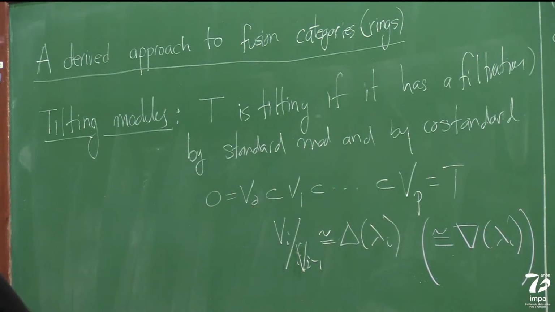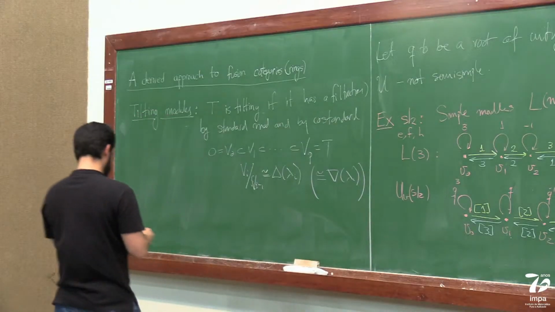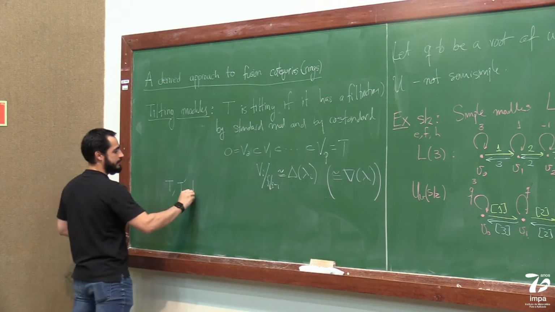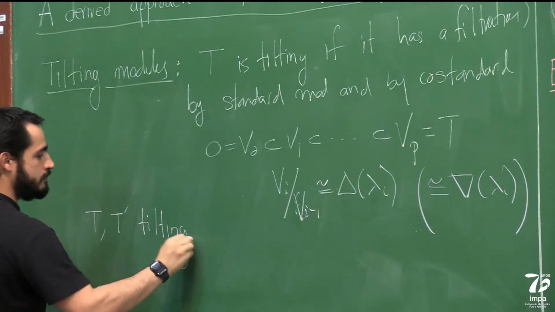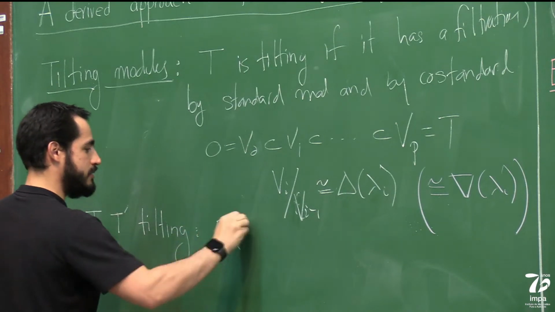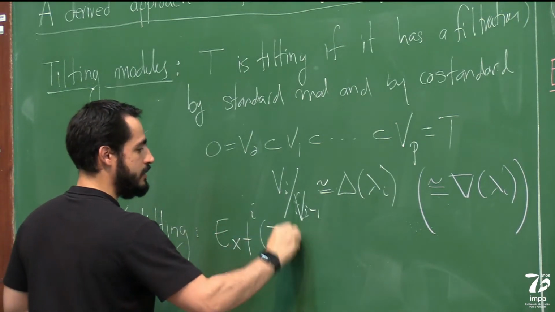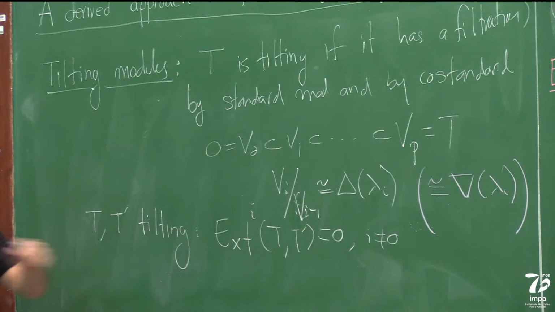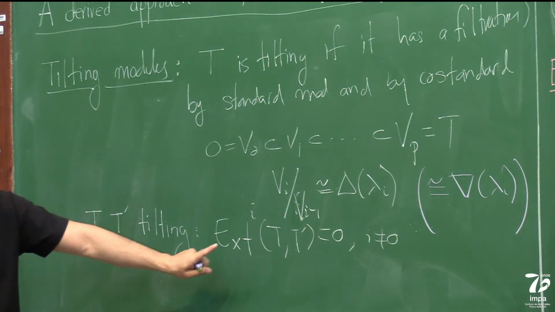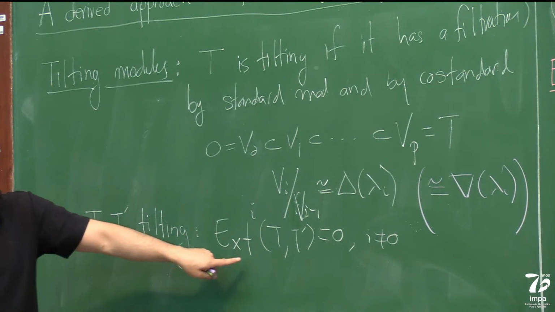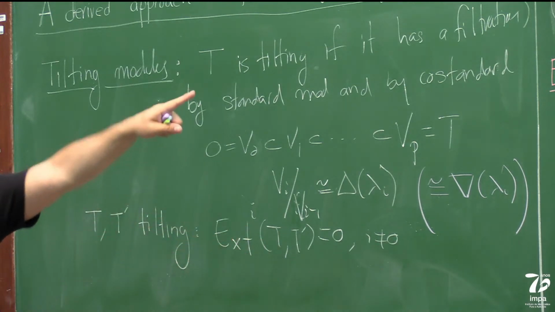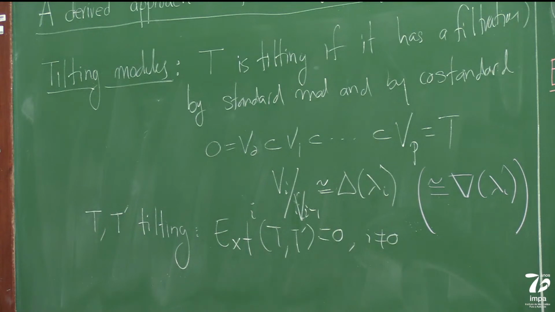Because if you have tilting modules, because of the property of the vanishing of Ext for T and T prime tilting modules, we have that there are no extensions. Ext^i between T and T prime is equal to 0 for all i different from 0. So there are no extensions between tilting modules, and this is going to be a key property to relate tilting modules and all the representation theory of these guys with the whole representation theory of your quantum group at root of unity. So this is tilting modules.